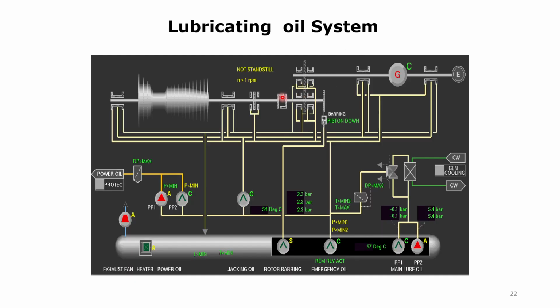If we see here, this is the oil tank and in the oil tank we have two pumps, one auto and one standby. The oil comes through this header, then goes through the cooler and the filter, and then it goes to each individual bearing.